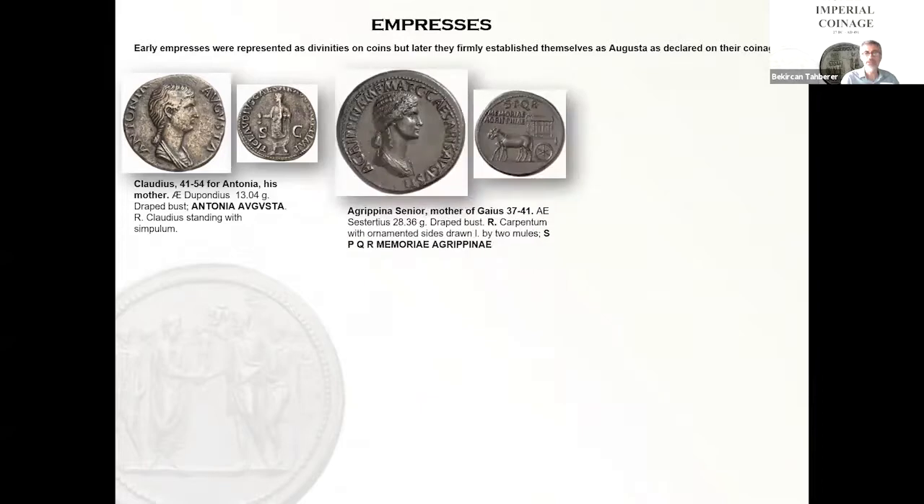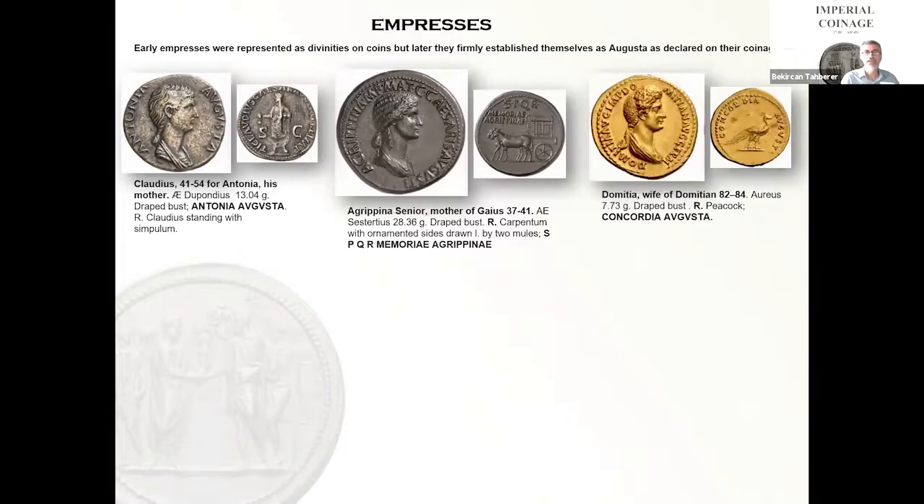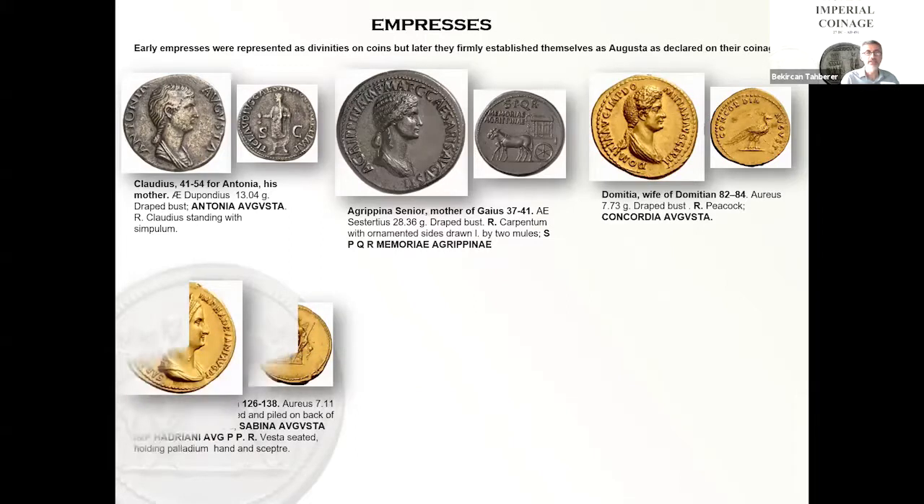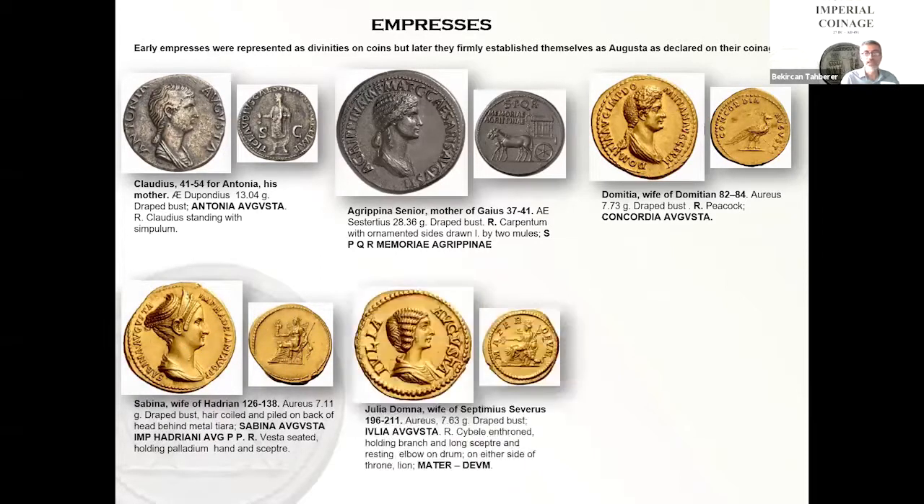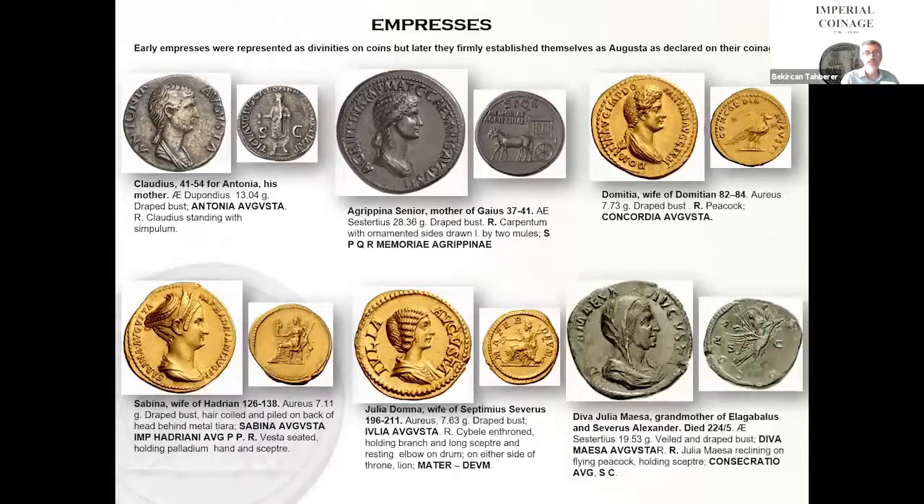And here, a coin that depicts the mother of Claudius on the obverse. And they're always associated to either the emperor or to a god or goddess. Agrippina Senior, mother of Caligula, and Domitia, wife of Domitian, and Sabina, Julia Domna, and Diva Julia Maesa, grandmother of Elagabalus and Severus Alexander.